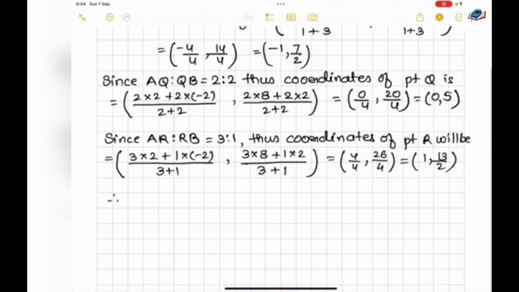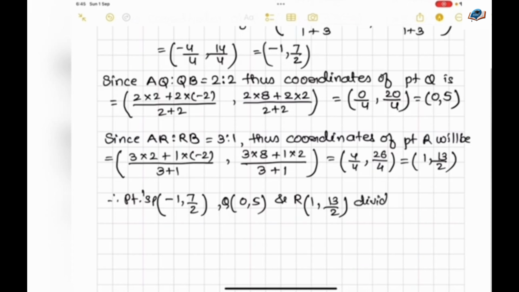So therefore points P minus 1, comma 7 by 2, Q 0, comma 5 and R 1, comma 13 by 2 divides AB in 4 equal parts.